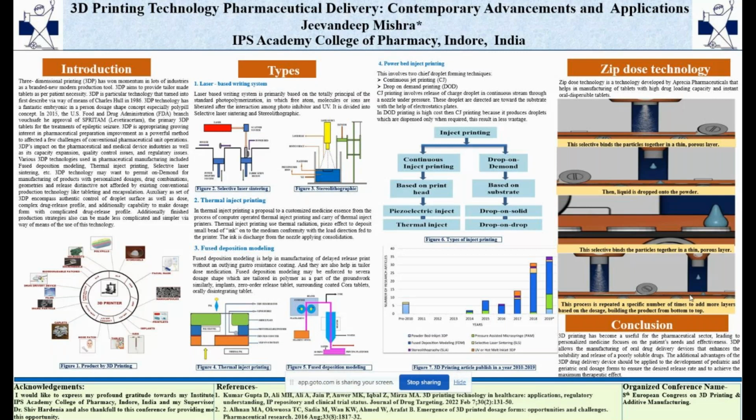Laser-based starting system is based on the principle of standard photopolymerization, in which free atoms, molecules, or ions are liberated after the interaction between the initiators and ultraviolet light. Laser-based starting system is divided into two types. First is selective laser sintering, and second is stereolithography. Selective laser sintering is based on powder-based inkjet printing, and was the first utilization of selective laser sintering for pharmaceutical betterment, with the fabrication of polycaprolactone-based drug delivery systems. Now I talk about stereolithography.